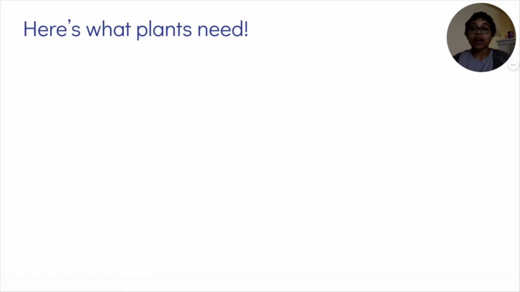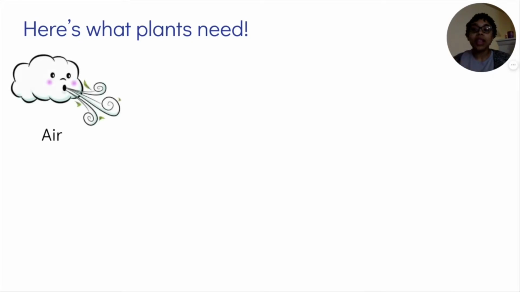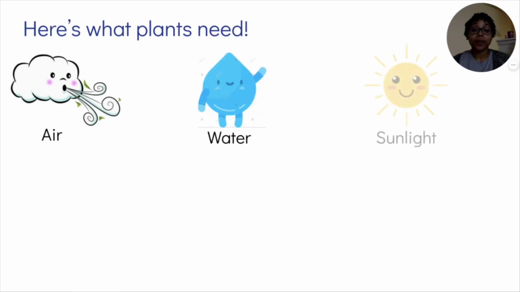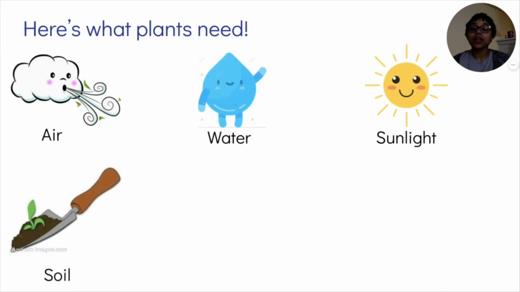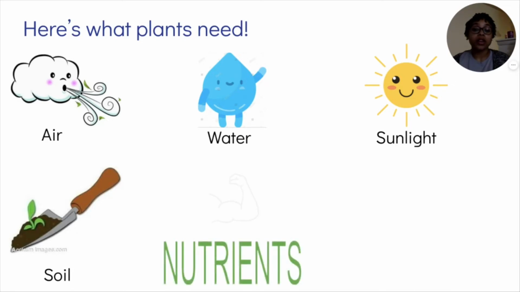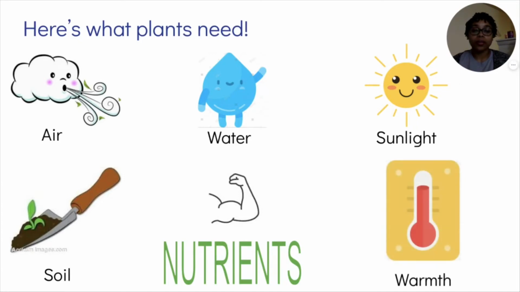All right, so here's what plants need. Make sure you're taking your notes. They need air, water, sunlight, soil, nutrients to help make them strong, and warmth. So there are 6 things that a plant needs: air, water, sunlight, soil, nutrients, and warmth. All right, so now we're going to talk a little bit more in depth about what plants need and why.